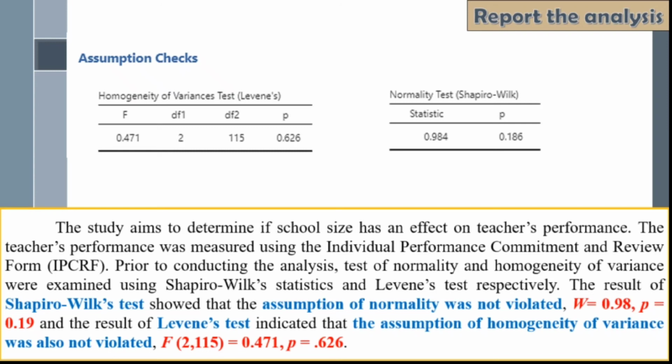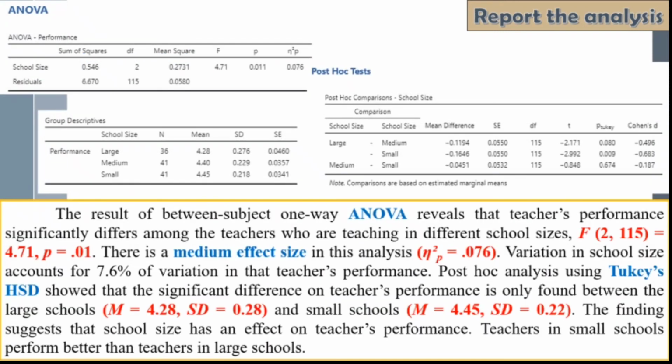And the result for Levene's test indicated that the assumption of homogeneity of variance was also not violated, represented by the given values. The result of between subject one-way ANOVA reveals that teachers' performance significantly differs among the teachers who are teaching in different school sizes, represented by the given values. There is a medium effect size in this analysis with a given value of 0.076. Variation in school size accounts for 7.6% of variation in that teacher's performance.